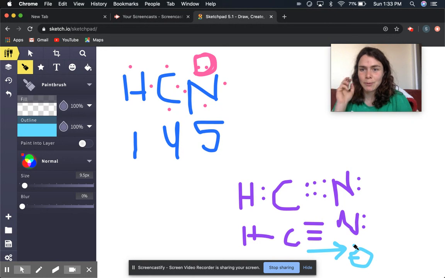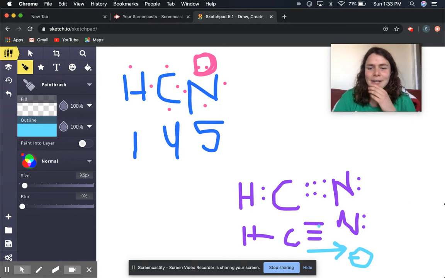And that's just the dipoles canceling out. And then you have a general dipole going towards the one that's more electronegative, if that makes sense.